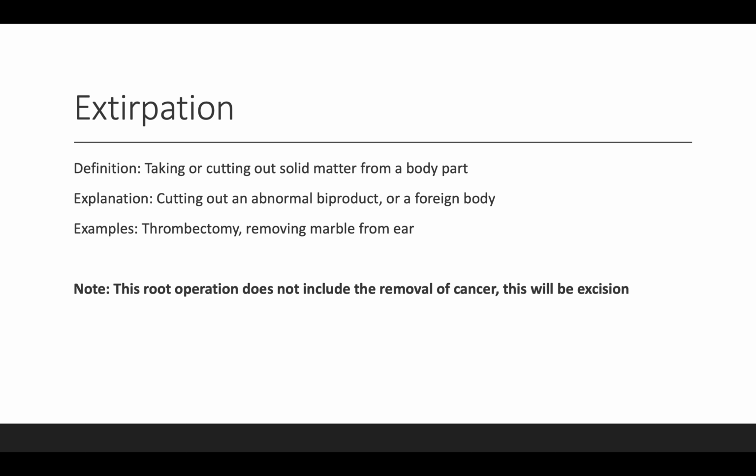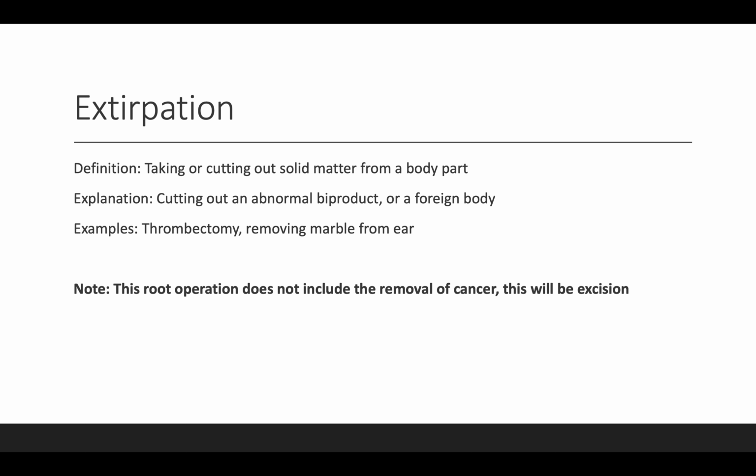Extirpation. Definition: taking or cutting out solid matter from a body part. The explanation is cutting out an abnormal byproduct or a foreign body. This is important: this is not considered cutting out cancer. Sometimes new coders think that cancer is an unnatural byproduct. While that's not exactly true, lung cancer is considered lung cells that have gone wild. So this is talking about an actual foreign body.